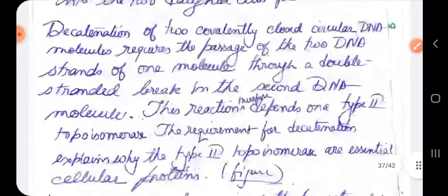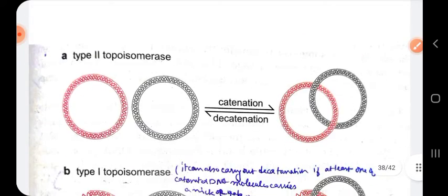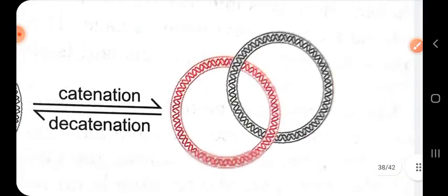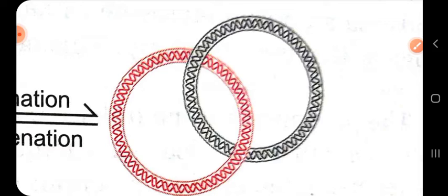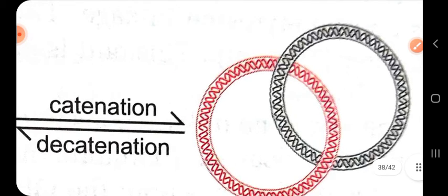I'm trying to show you the diagram. You can see it will look just like this. So when replication has occurred fully, you can see the two new daughter DNA molecules, containing one parental strand and one newly synthesized strand, are stuck together like this. This is called catenation. Now it has to be decatenated, right?